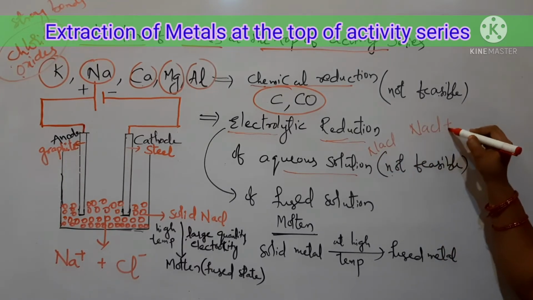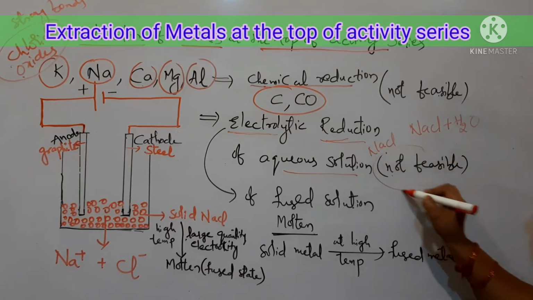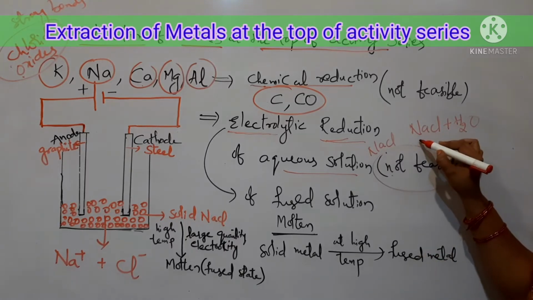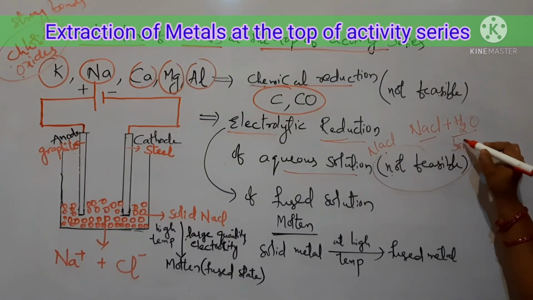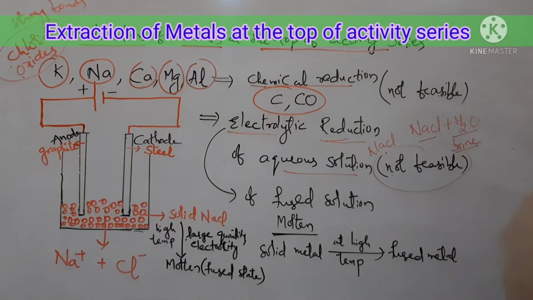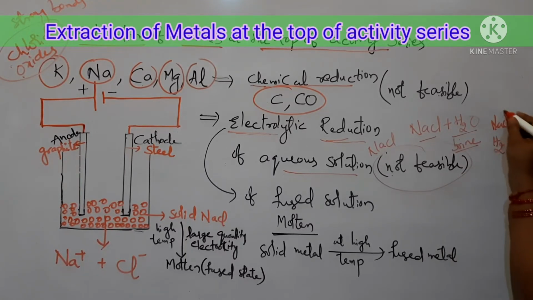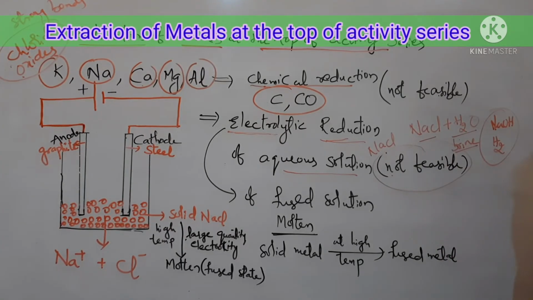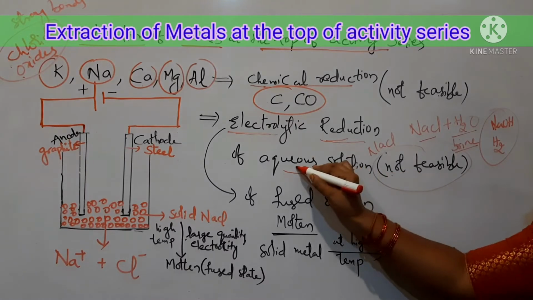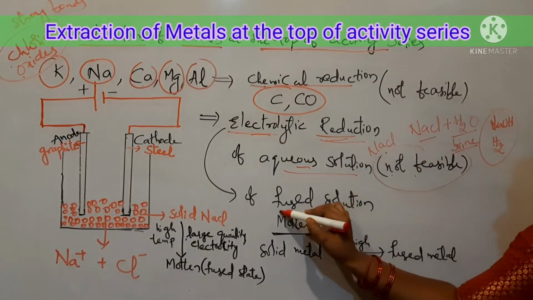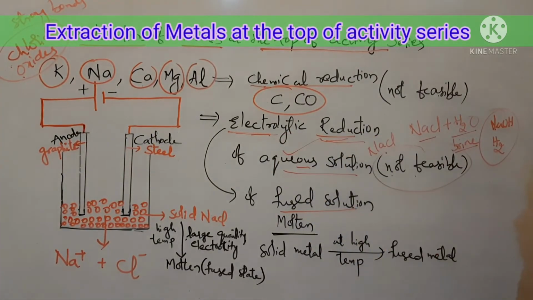Electrolytic reduction of aqueous NaCl, that means NaCl plus water, is also not feasible, because you know that in the lesson acids and bases, NaCl plus water is called brine. When electricity is passed through this brine solution, you will preferably get NaOH and H2 at the cathode instead of Na metal, but here we have to extract sodium metal. So using aqueous solution is not feasible. So we have to go for electrolytic reduction of fused solution, not aqueous solution.